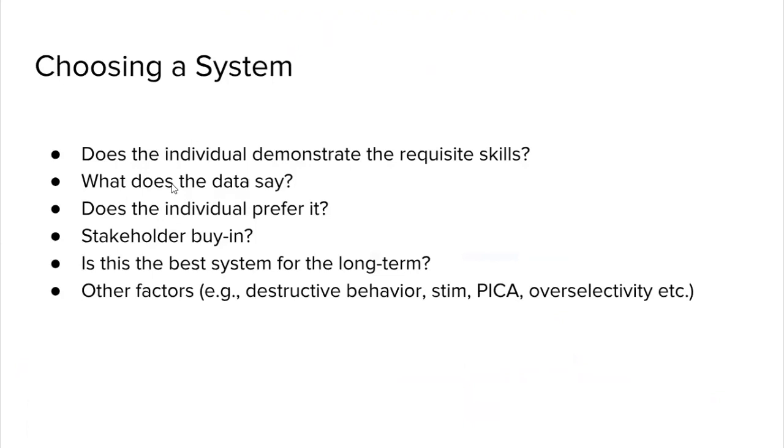So choosing a system, as I said, do they have the requisite skills? What does they say? We're going to run a trial. Let's see, are they able to accurately request the things that they need? Are they able to accurately talk about the things that they want to talk about? So you need to make sure that there's data collection, and that we're collecting data on the important things. It doesn't have to be done all day long, but we want to make sure that this person can independently use the device for multiple functions.